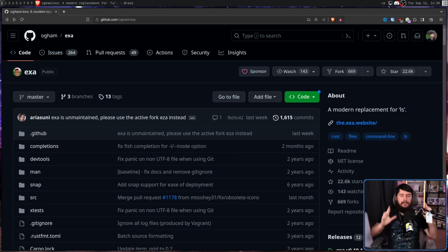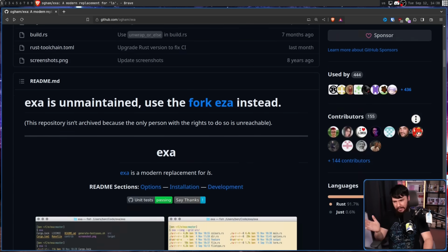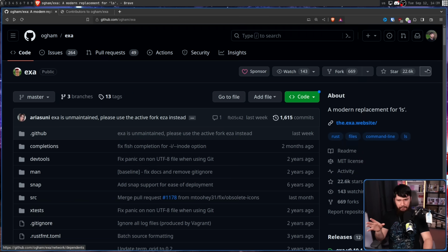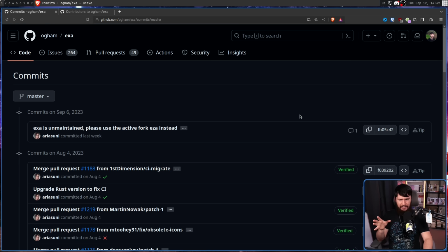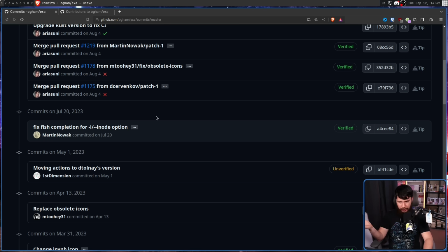Now, I kind of lied when I said I was using exa, because a couple of days ago, it got replaced with another project called Eza, and that's sadly because the main exa project is now unmaintained. But if you look at the commit log, it doesn't really look unmaintained. A commit September 6th, commits on October 4th, commits July 20th, May 1st. Like, it's not a super active project, but it's clearly still being developed. So, how in the world is it unmaintained?